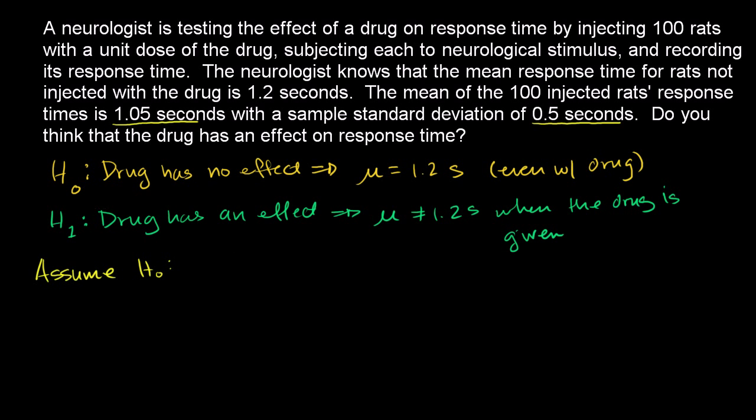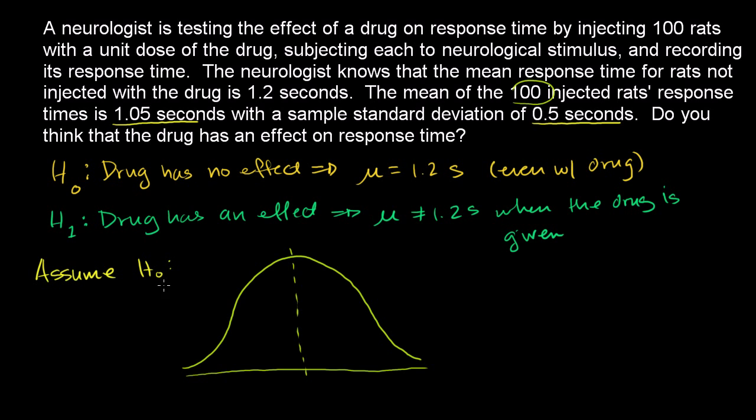And to think about that, let's just think about the sampling distribution if we assume the null hypothesis. So the sampling distribution is like this. It'll be a normal distribution. We have a good number of samples. We have 100 samples here. It will have a mean. And now, if we assume the null hypothesis, that the drug has no effect, the mean of our sampling distribution will be the same thing as the mean of the population distribution, which would be equal to 1.2 seconds.